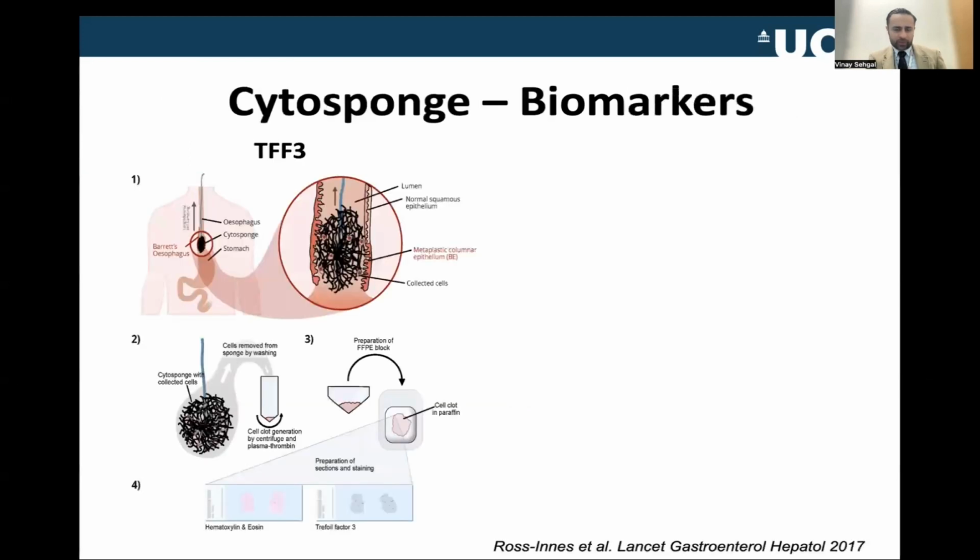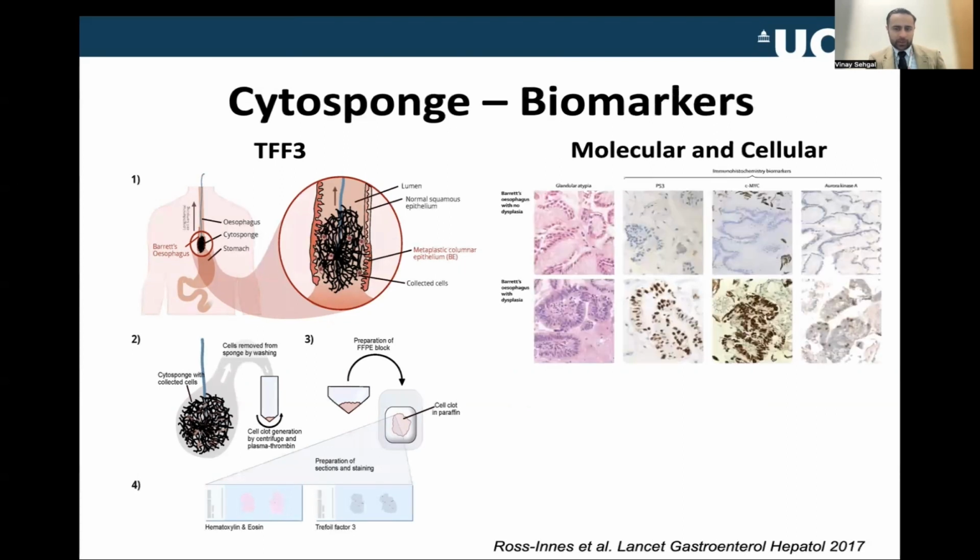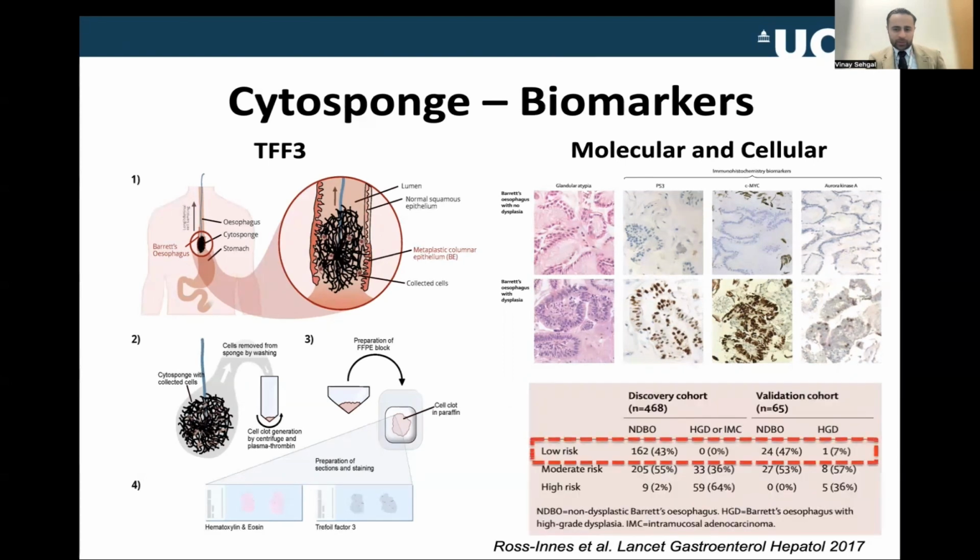Numerous biomarkers have been studied for the Cytosponge, but those that have been most widely established include trefoil factor 3 or TFF3, which is a marker of intestinal metaplasia. There have also been a wealth of molecular and cellular markers, but the two that we have focused upon in our work are glandular atypia and P53 overexpression. This elegant study back in 2017 showed that a combination of these biomarkers could accurately predict a low-risk cohort of patients with Barrett's.